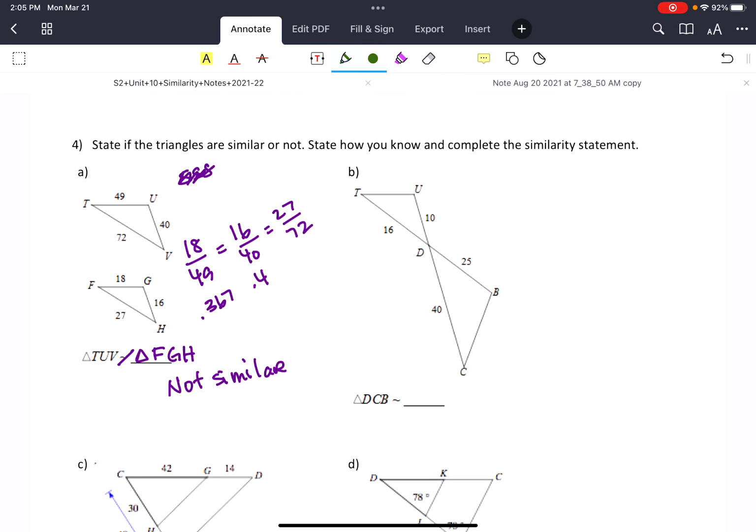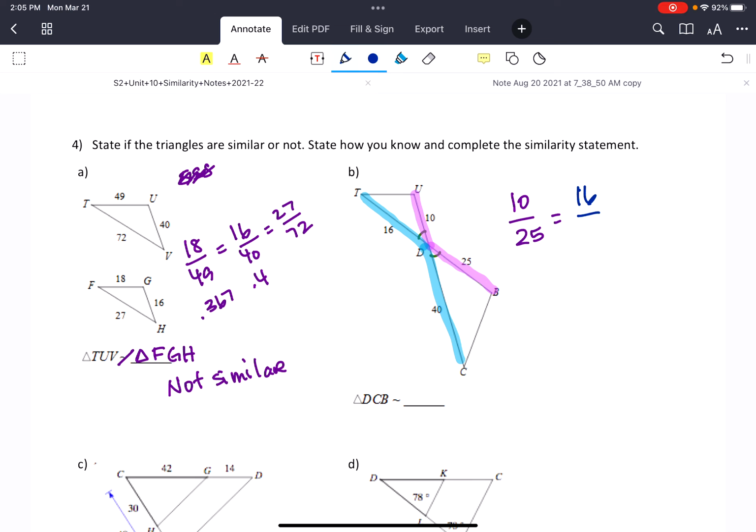Okay, on the next one, I see a vertical angle. I'm going to mark that right away. So let's do it this way first. Let's try to match the 10 and the 25. Let's see if that one is going to work for us. So the 10 and the 25. And then we'll line up the 16 and the 40.